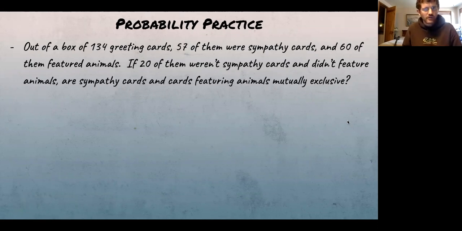So we've got a box of 134 greeting cards. 57 of them are sympathy cards. 60 of them featured animals. If 20 of them weren't sympathy cards and didn't feature animals, are sympathy cards and cards featuring animals mutually exclusive?